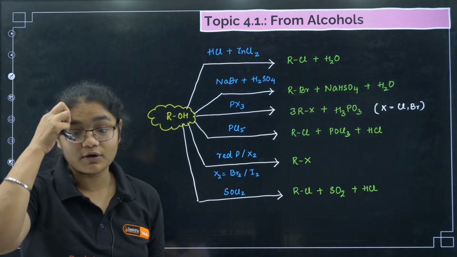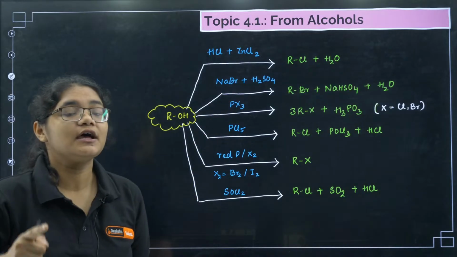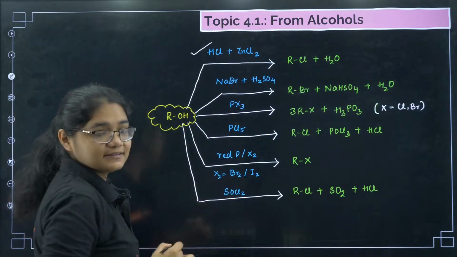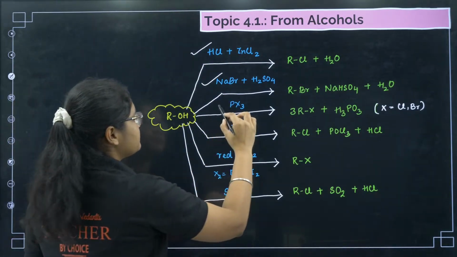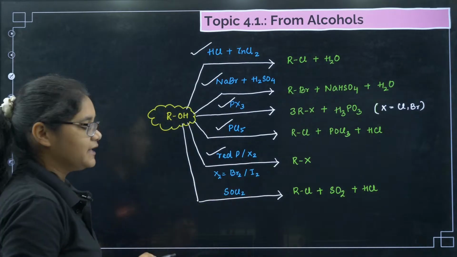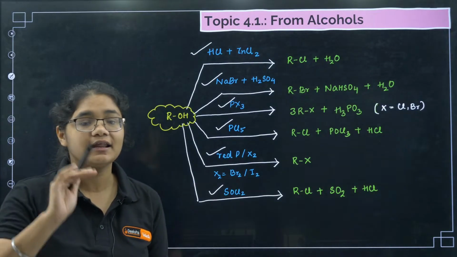The first method was what? From alcohols, right? So what are the reagents that we can use to convert alcohols to haloalkanes? We can use HCl, ZnCl2. You can use NaBr, H2SO4. You can use PX3, PCl5. You can use X2 with red phosphorus, and then you can use SOCl2. How many methods do we have here? 6 methods.